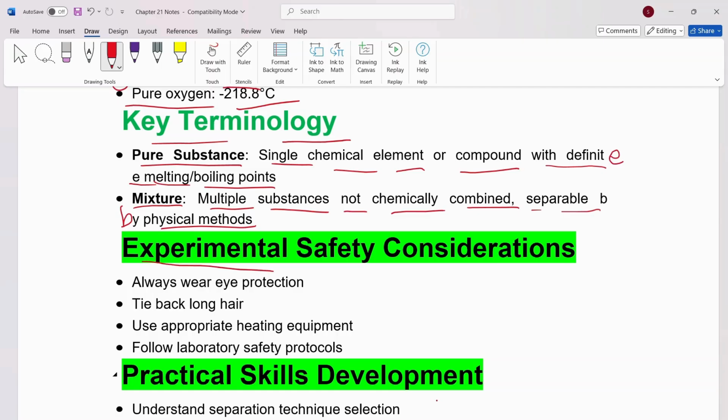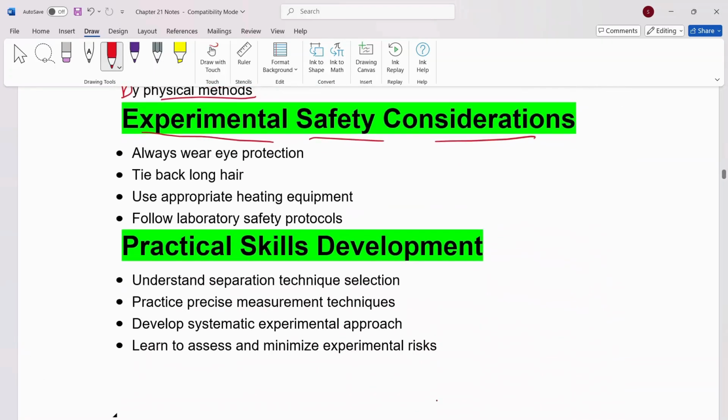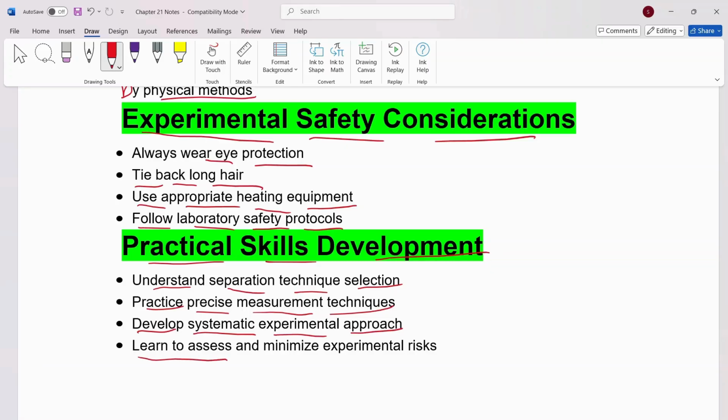All right, now we have experimental safety considerations. Always wear eye protection, tie back long hair, use appropriate heating equipment, follow laboratory safety protocols. Some practical skills development: understand separation technique selection, practice precise measurement techniques, develop a systematic experimental approach, learn to assess and minimize experimental risk.